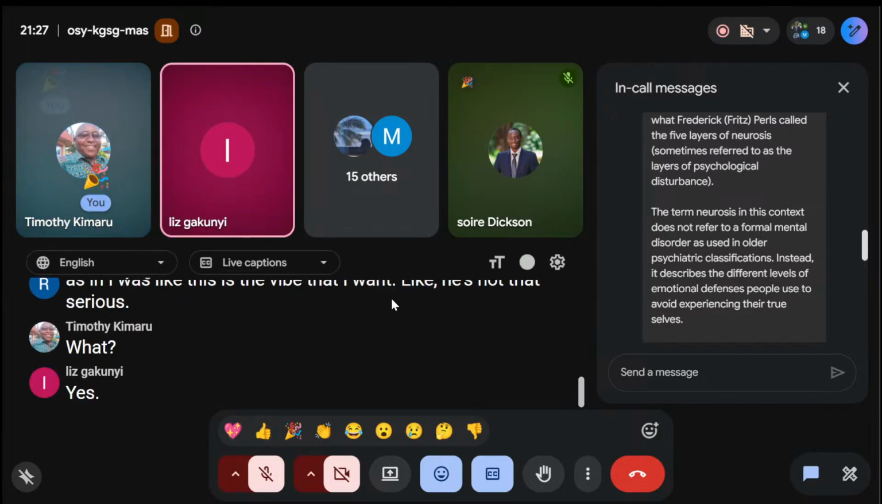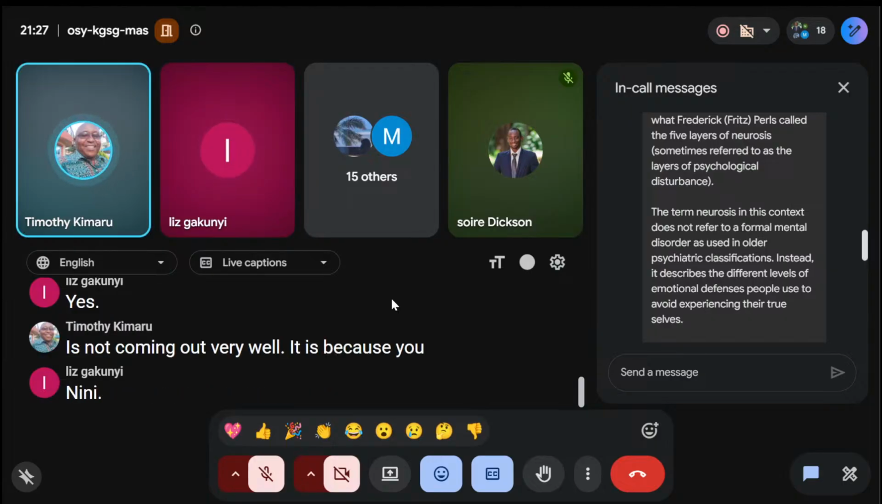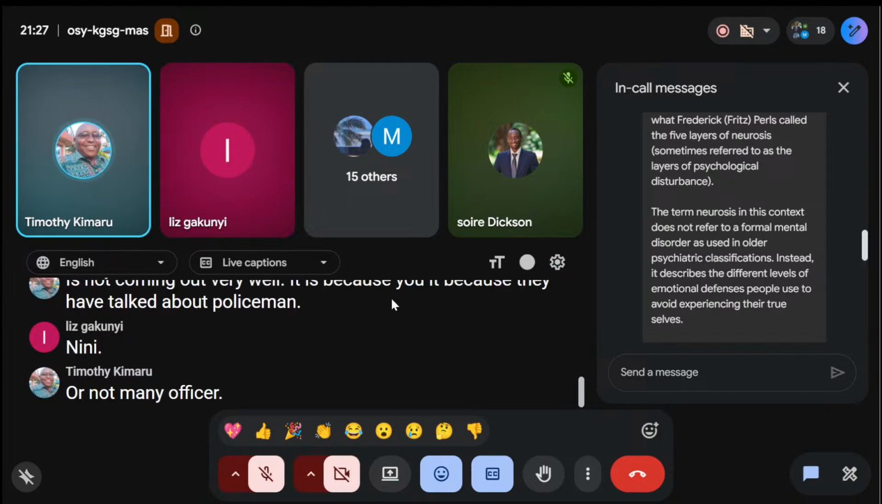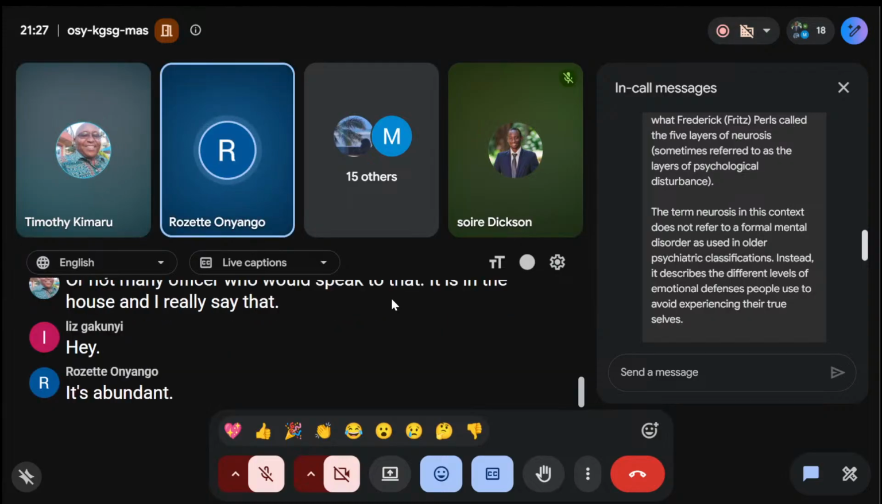Yes. I think Rosette is not coming out very well. It is because you talked of a policeman or an army officer with a gun in the house, and I think that's what Rosette is saying. It's not about the policeman.